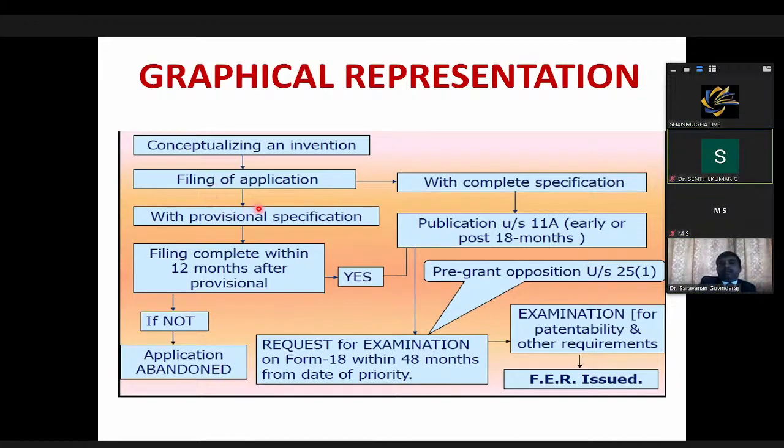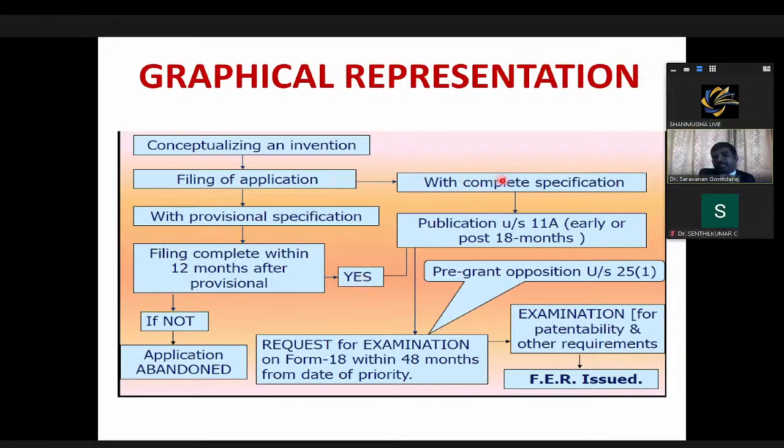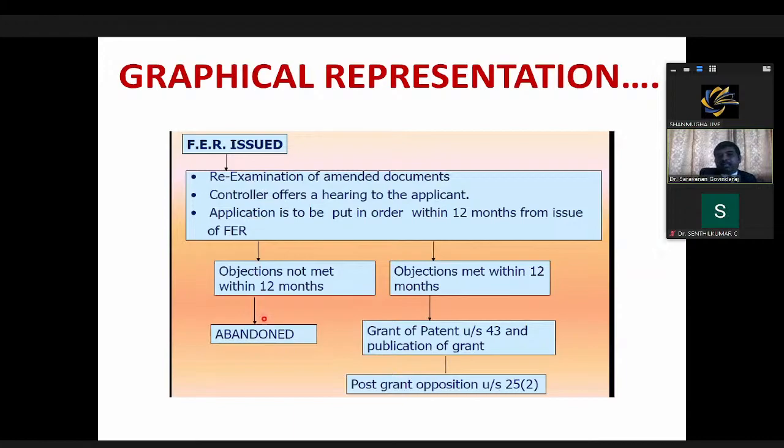Please carry on. So after the provisional application, I will get 12 months of time. Then I can file a complete application, or I can directly file a complete application also. There I will have 18 months of time. After that, when I request for examination, they will examine and give a first examination report. Based on that report, if I clarify everything, then they will grant the patent. During that time, post-grant or pre-grant, anybody can object, or otherwise the patent will be abandoned.